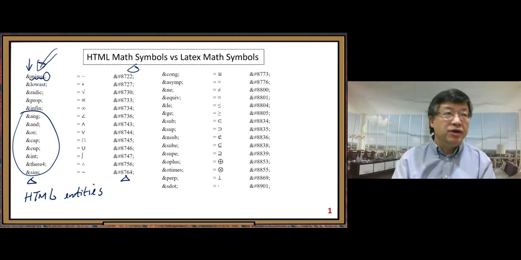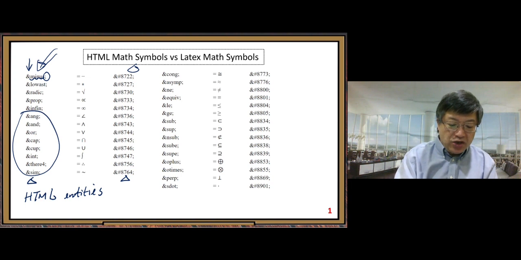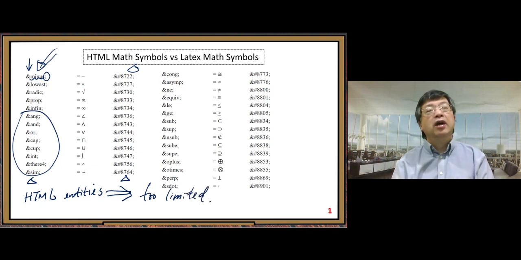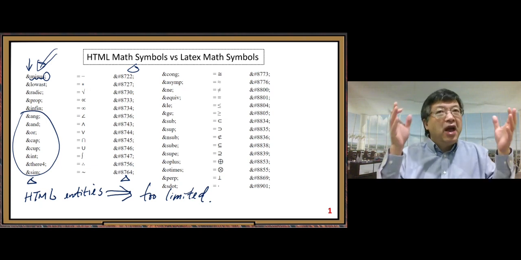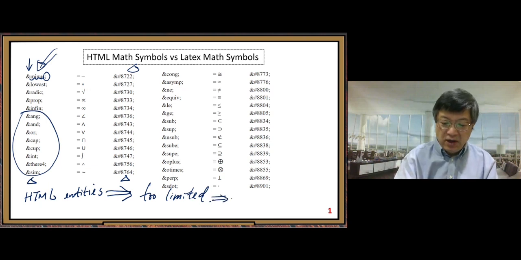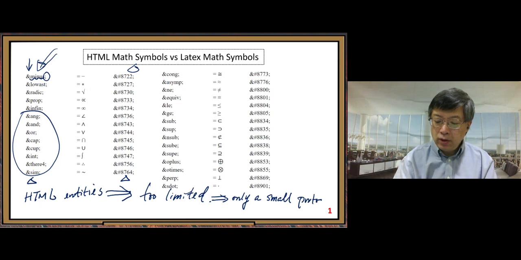The reason is very simple. First, the HTML entity way is too limited. What do I mean by too limited? That is, it can only display a small portion of math symbols. Only a very small portion of math symbols.